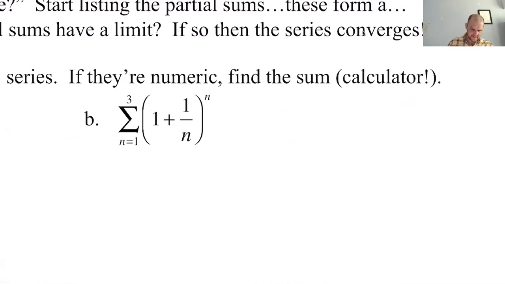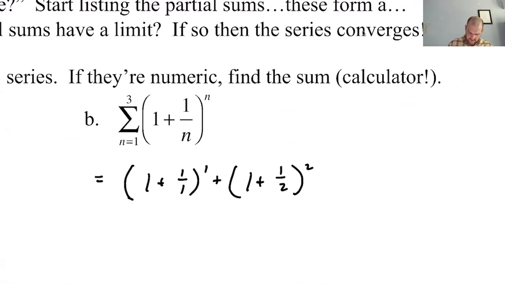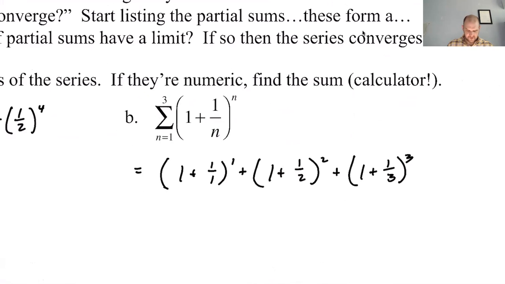All right, let's see this. Here, there's just more stuff to plug in for. When n is equal to 1, we get 1 plus 1 over 1 to the first. When n is equal to 2, we get 1 plus 1 over 2 to the second. When n is equal to 3, we get 1 plus 1 over 3 to the 3. And then we stop because the upper bound is 3. All right, so you might almost recognize this as kind of being e.